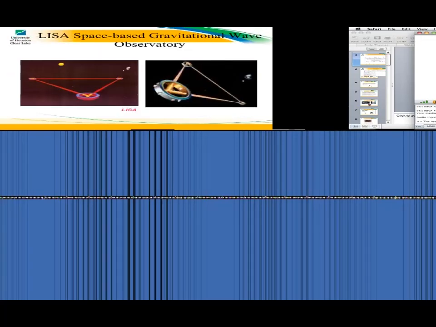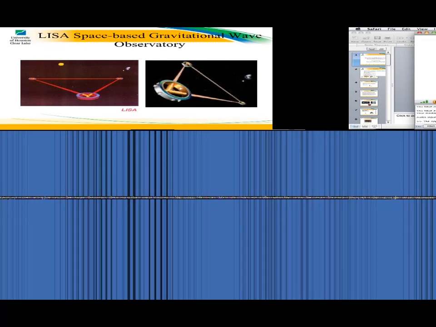So this is one technique for detecting gravitational waves, but the only one that we care about is this. And this is LISA, the Laser Interferometer Space Antenna. This actually got a pretty good review as one of the big NASA science missions. It's supposed to be going up hopefully within the next couple of years.